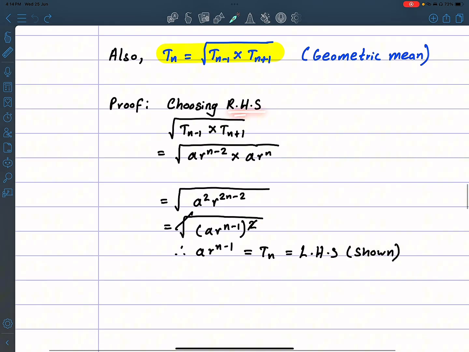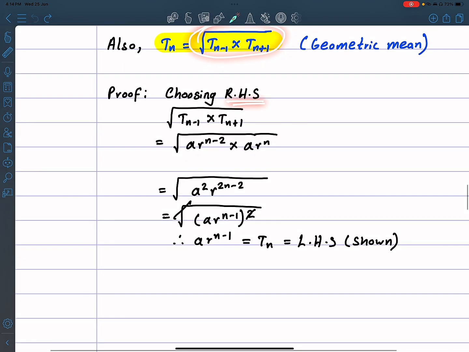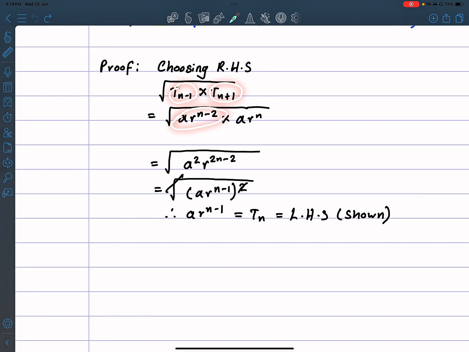Let's choose the right-hand side of our equation, this part over here. We have T of n minus 1 and T of n plus 1, where T of n is simply ar to the n minus 1. So for T of n minus 1, instead of n, we write n minus 1, and it becomes ar to the n minus 2. For T of n plus 1, instead of n, we write n plus 1, and then we keep the minus 1. The minus 1 and plus 1 get cancelled out, and it simply becomes ar to the n.